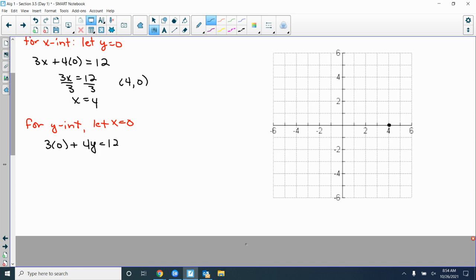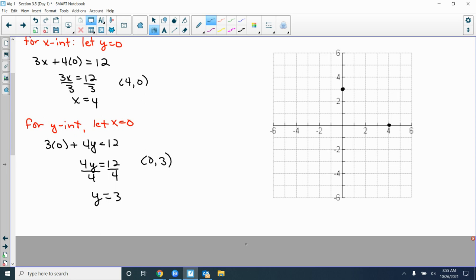Now, as we get a little bit more into this, some of you will automatically know that's going to be 0, and you're going to write 4y equals 12. That's fine once you get a better handle on it. So we get 4y equals 12. Divide by 4. That gives me y equals 3. Write it as 0 comma 3. That's my y-intercept. Go to your graph.